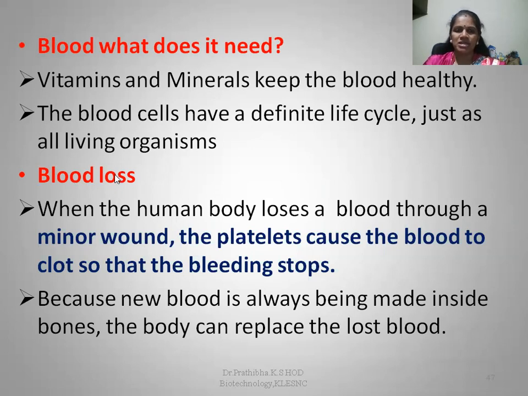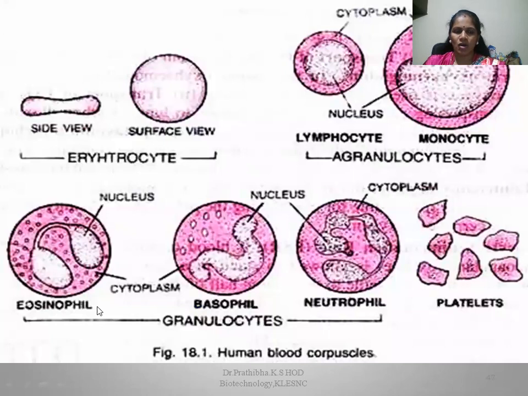Okay, during blood loss, what happens when the human body loses blood through a minor wound? The platelets cause the blood to clot so that the bleeding stops. Because new blood is always being made inside the bones, the body can replace the lost blood.